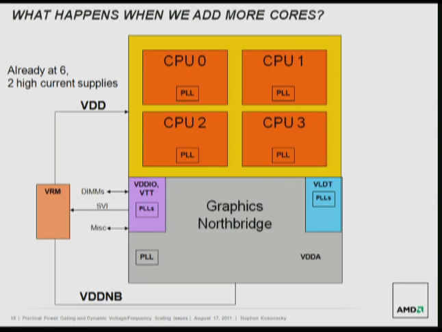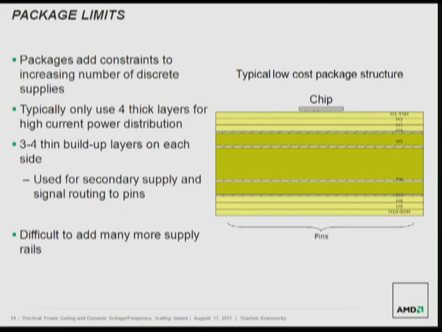And what happens if we start adding more cores or more accelerators? How do we handle that? It becomes an issue. So let me go through some of the issues we're facing for scaling out. One is package limitations. We can't just add more supplies and bring them in through the package very easily.